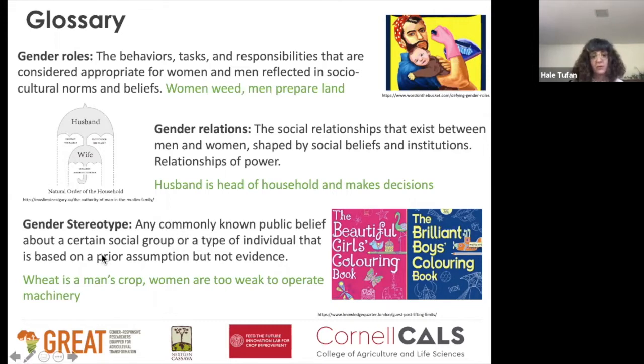And this is really important. For example, a lot of times you'll see stereotypes around men's or women's crops. What does that mean? Or that women are too weak to operate machinery, for example, or that they can't engage in certain activities in agriculture. And that's not really based on evidence, but really socially constructed norms.